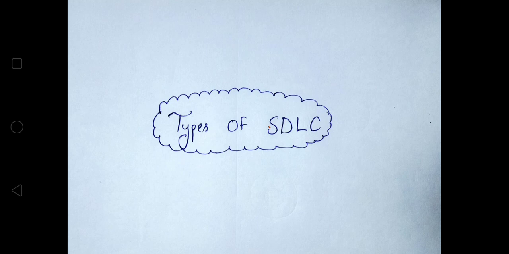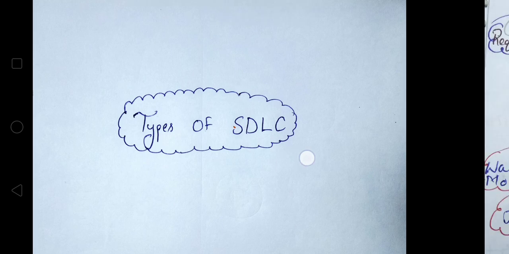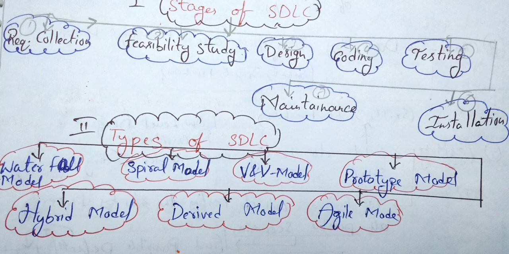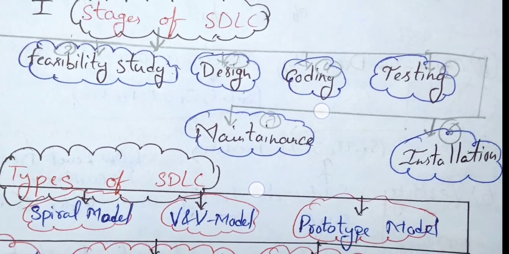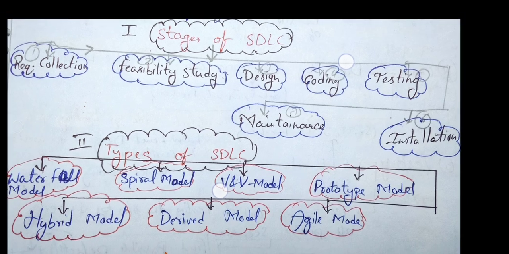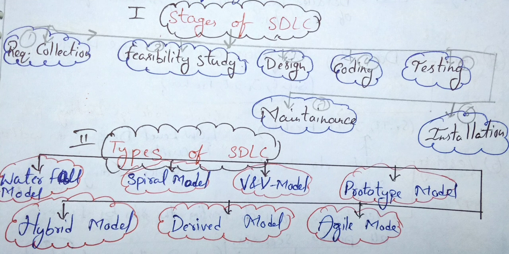Today we are going to discuss the types of SDLC. As you know, in the previous video we discussed the stages of SDLC, which are requirement collection, feasibility study, design, coding, testing, maintenance and installation. These are all the stages of SDLC.